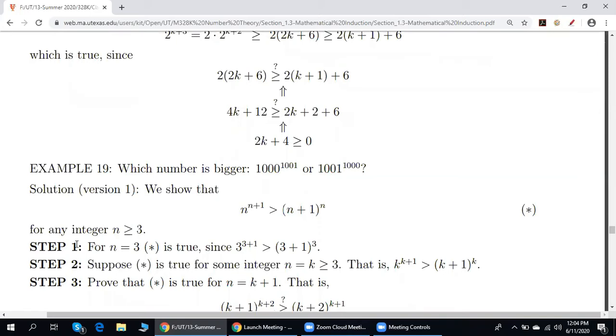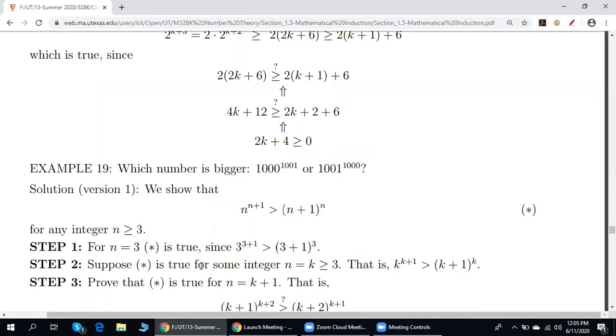Step 1 is pretty straightforward. We show that this is true for n equal to 3. If n is equal to 3, the left-hand side is 3 to the 4th power, which is 81. If n is equal to 3, the right-hand side is 4 cubed, which is 64. Since 81 is greater than 64, we are done.